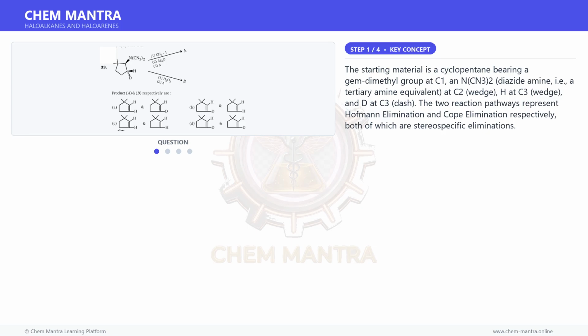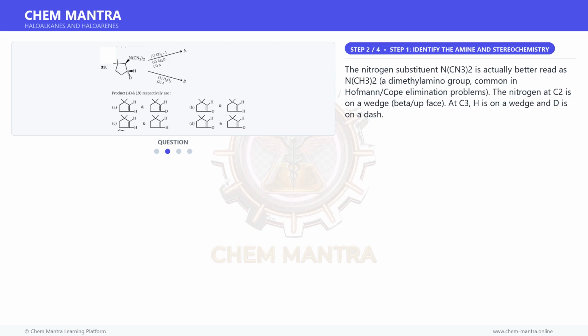The starting material is a cyclopentane bearing a gem-dimethyl group at C1 and N(CH3)2, a tertiary amine, at C2 on a wedge, H at C3 on a wedge, and D at C3 on a dash. The two reaction pathways represent Hofmann elimination and Cope elimination respectively, both of which are stereospecific eliminations.